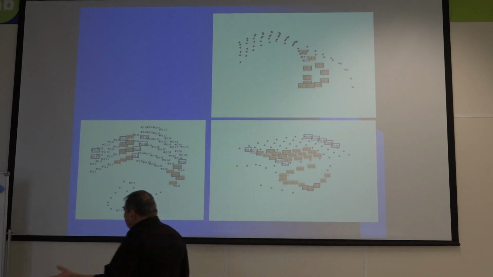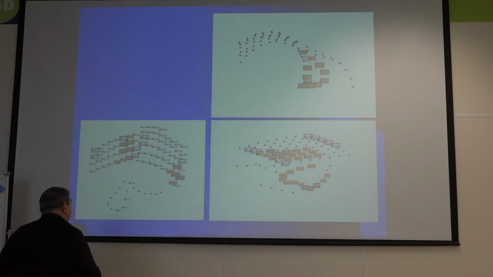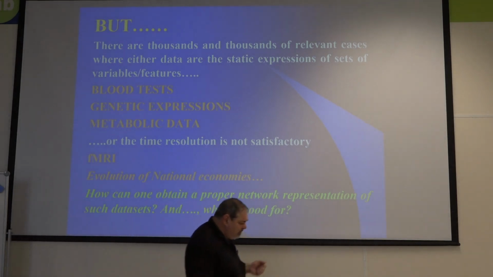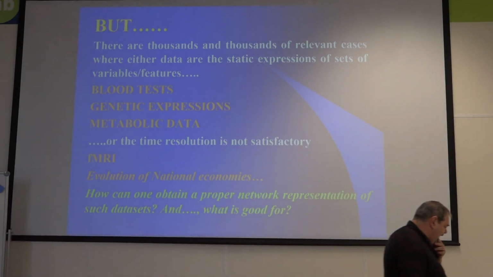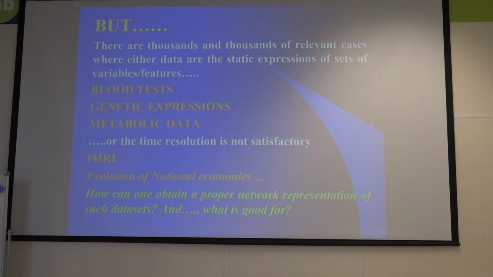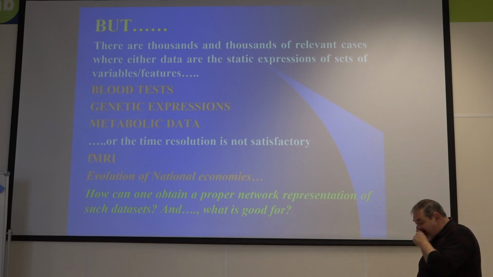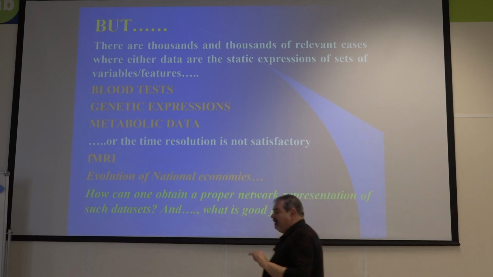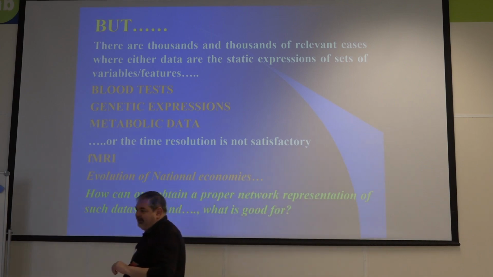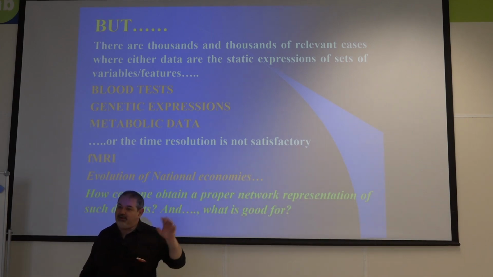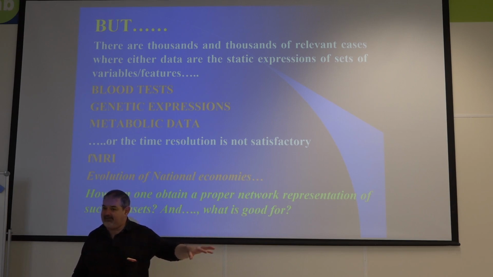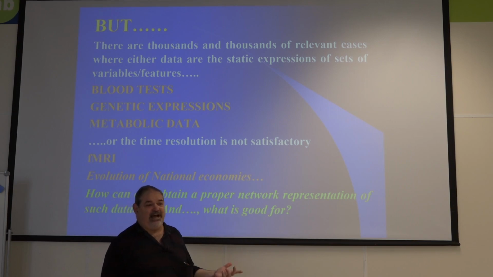Okay, so functional network is clear, physical network is clear, and now I want to introduce the parenclitic network, which is the third class. And in order to introduce this, I have to start with the big but. But there are thousands and thousands of relevant cases when none of the above representations can be attempted. You cannot make a physical representation, you cannot make a functional representation. Why? Because the data have no time.